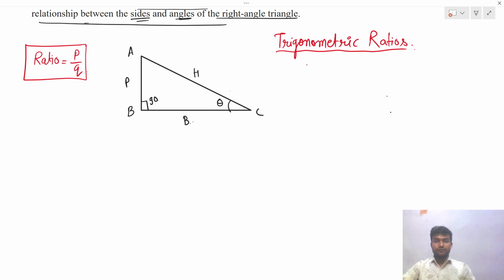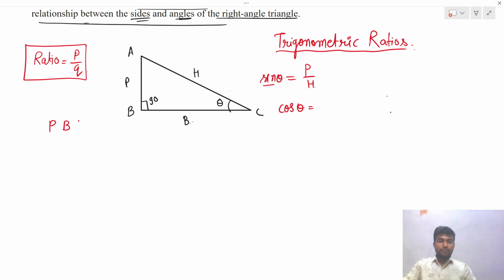So we can take P upon H, which is perpendicular upon hypotenuse. This is sine of theta, this angle theta, and sine of angle theta is perpendicular upon hypotenuse. Okay, this angle theta. So in a similar way, cos of theta, we can learn this very simple trick.